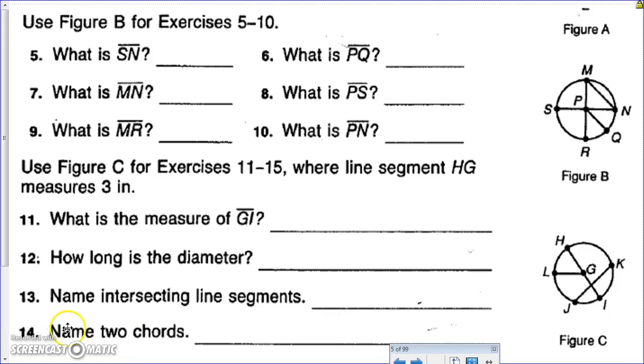Use figure B for exercises 5 to 10. So here they're asking us to identify what each of these line segments are. Are they a diameter, a radius, or just a chord? So the first one we look at is what is SN. S and N are both points in the circle, and the line between them crosses through P, making it a diameter.